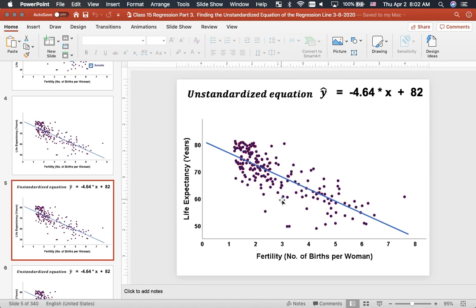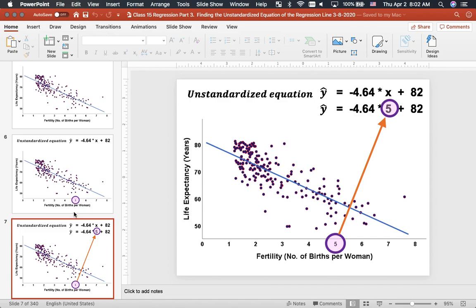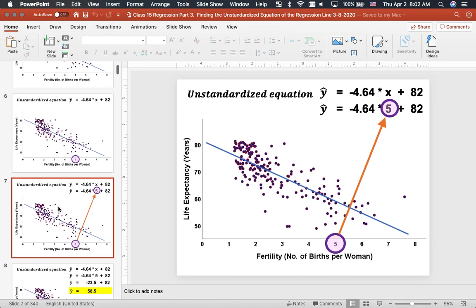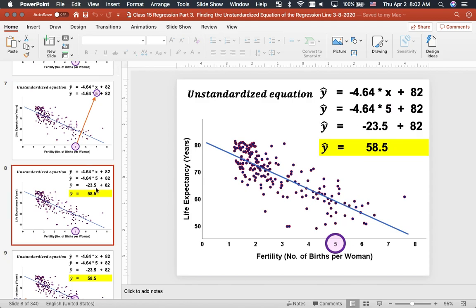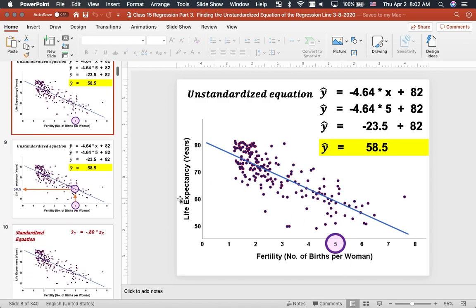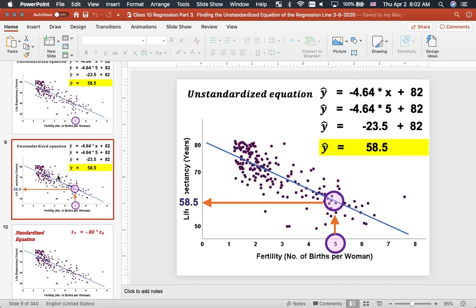So we're able to put any number into that and give a predicted y hat. So let's put 5 in there. We can plug in 5, and what we would get, that life expectancy for a country that had 5 births per woman, would be about 58.5 years. Okay, so that would be going up to the line, as you can see here, and then going across. So that's the graphical representation of exactly what we just did here by plugging in 5 and then getting our y hat to be 58.5.